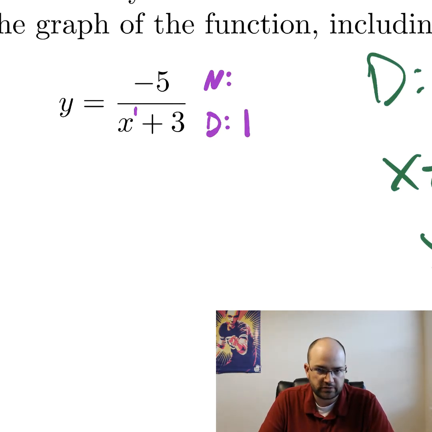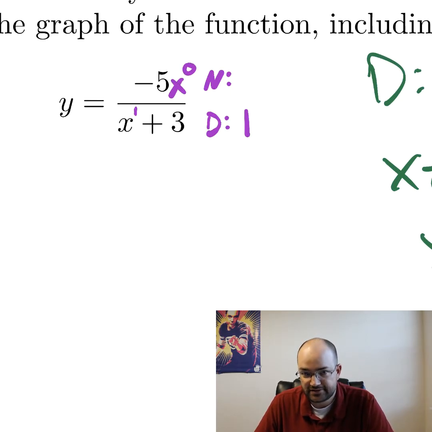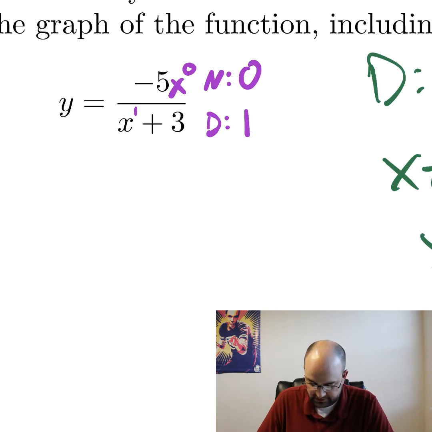What about the numerator's degree? In the numerator, there is no x here, so technically what we have is x to the 0 power. Notice the exponent there is 0. In other words, it's indicating that there are no x's in the numerator.